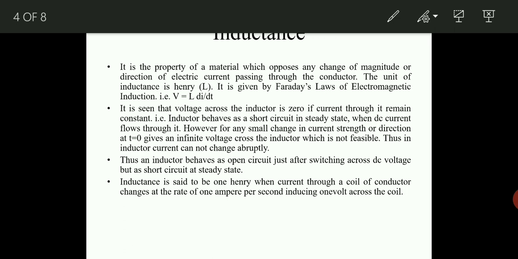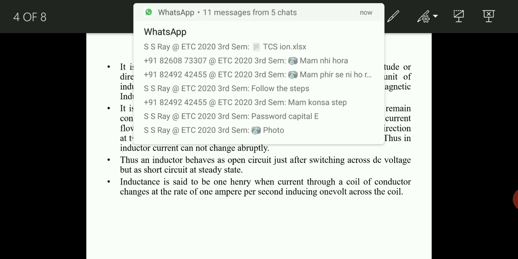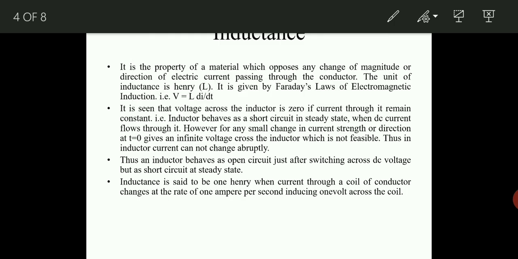However, any abrupt change in current strength or direction at t equal to 0 gives an infinite voltage across the inductor, which is not feasible. Thus, in an inductor, current cannot change abruptly. Thus, an inductor behaves as open circuit just after applying switching across DC voltage, but as short circuit at steady state.